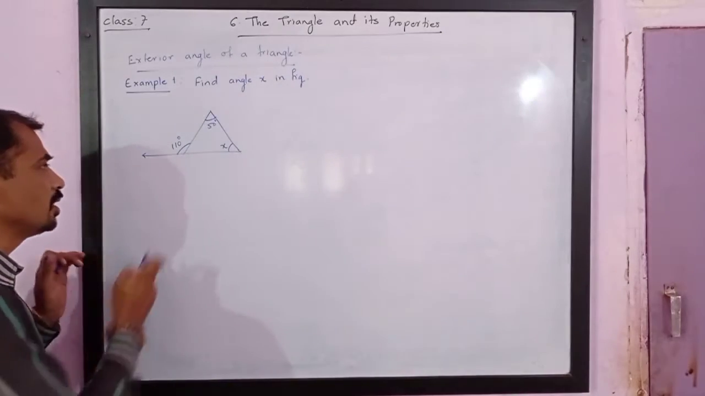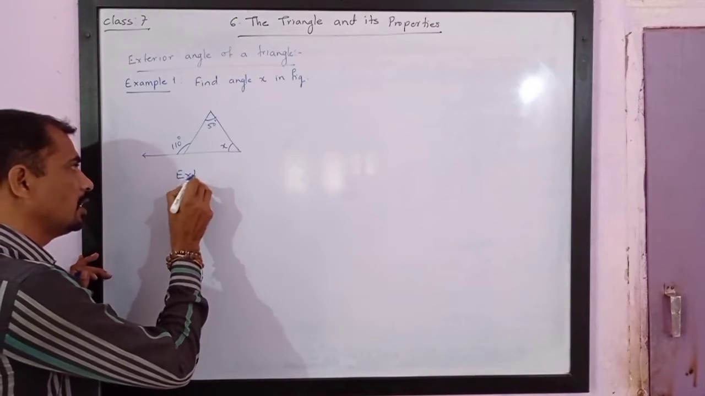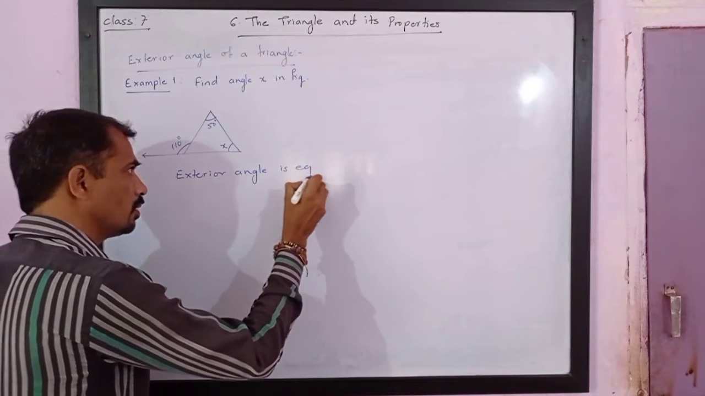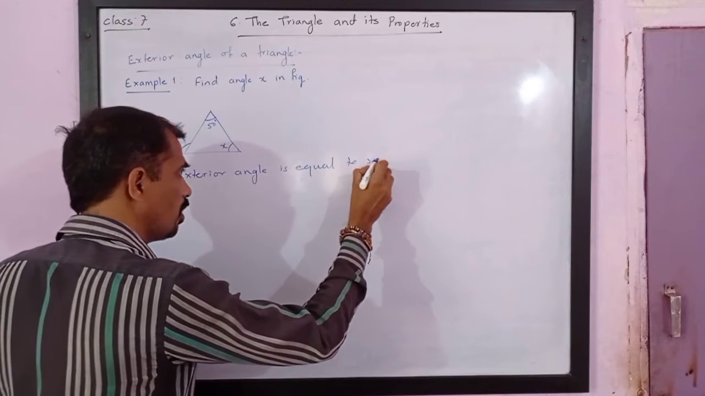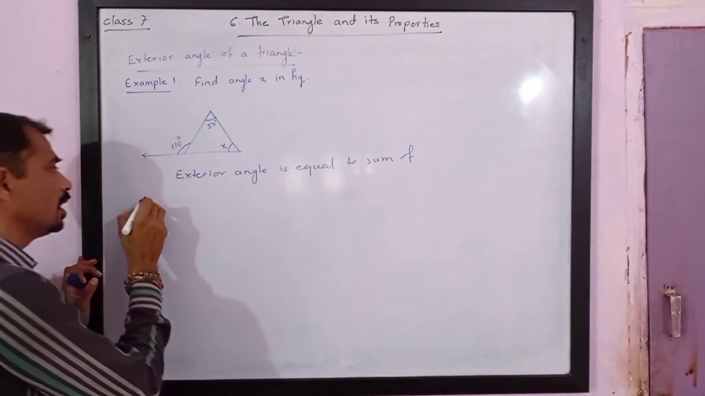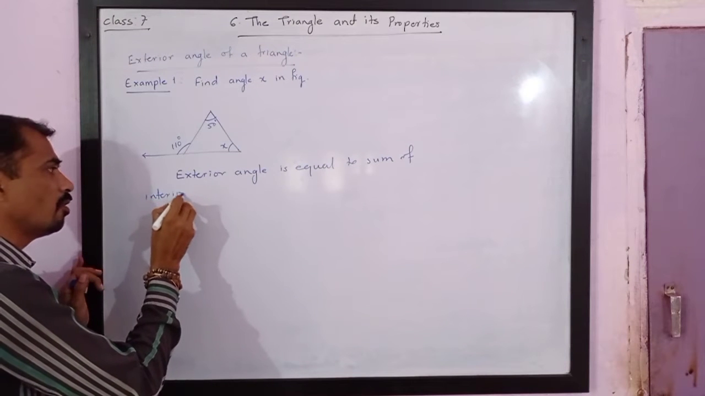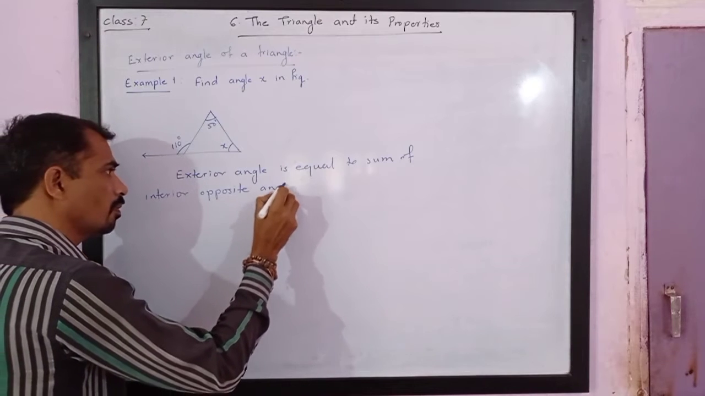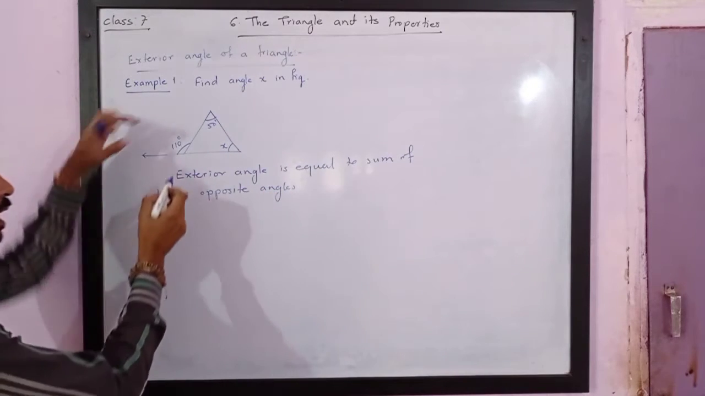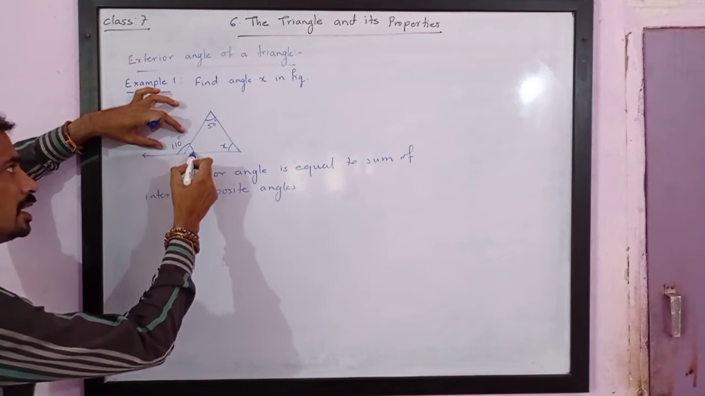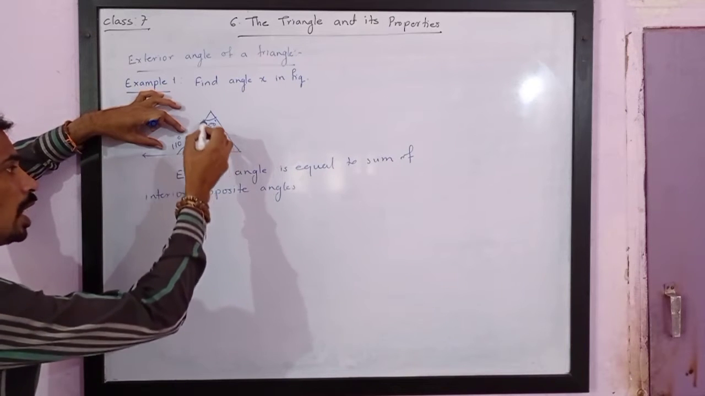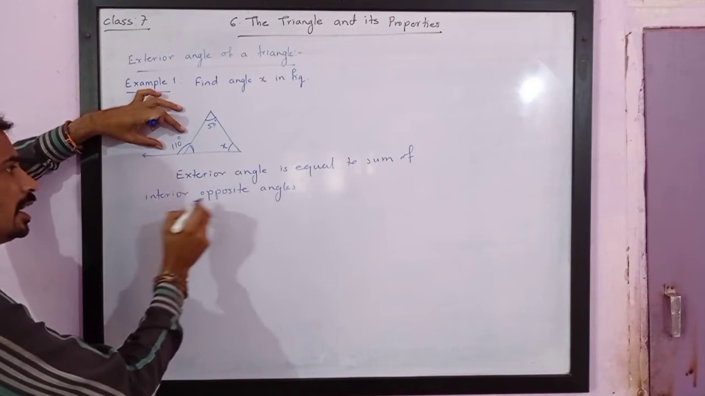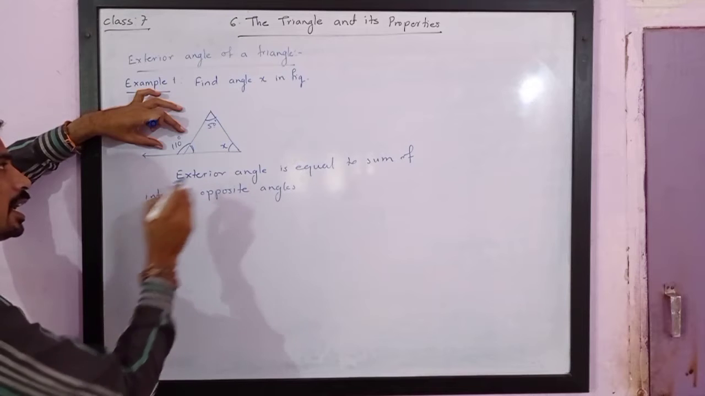So, exterior angle is equal to the sum of interior opposite angles. Now look at the figure. 110 is an exterior angle, and this is the adjacent interior angle. It means these two are interior opposite angles. 50 and x are interior opposite angles, and 110 is an exterior angle.